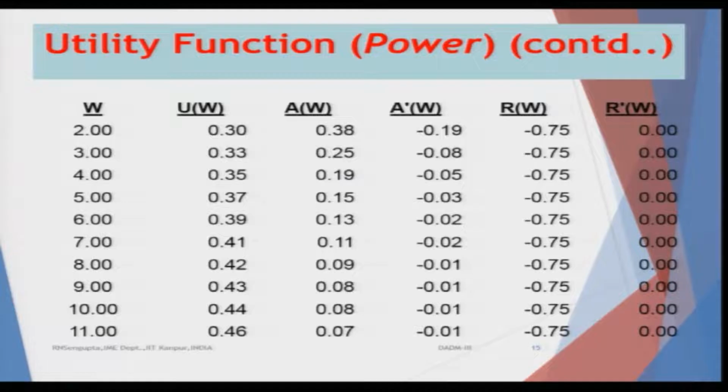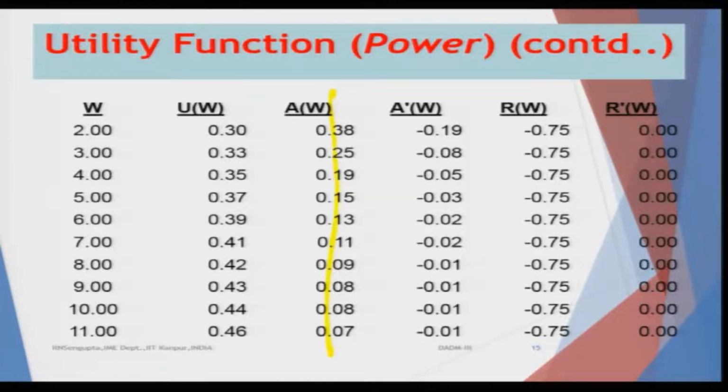Then I will find out u double prime. Again u double prime, we know, is d2u by dw2. So, find out the second difference for the value of u, find out the second difference for the value of w, find out the ratio, and that will give you u double prime. Utilize these values with the formula that A is equal to minus u double prime by u prime, and once these values are found out, you will basically have A(W).